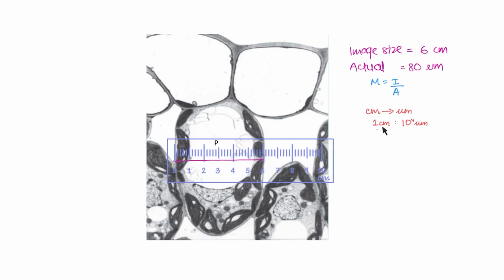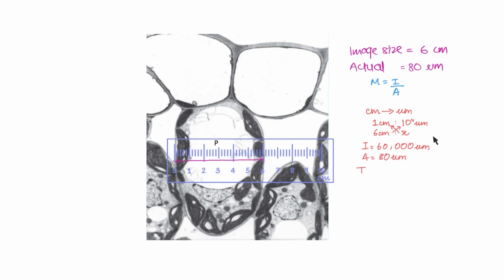So if 1 centimeter is equal to 10 to the power 4 or 10,000 micrometers, then 6 centimeter is going to be x. So if you cross multiply now, you'll have your answer as 60,000 micrometer. So now you know that the length that you calculated from the image is equal to 60,000 micrometer, and they've already told you that the actual length of the cell is 80 micrometer.